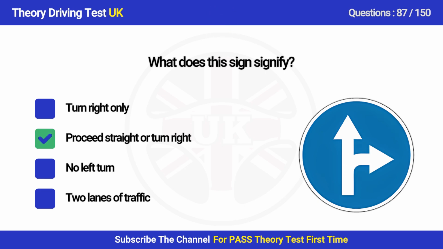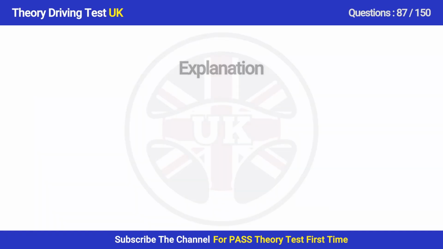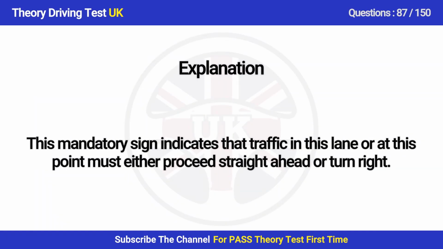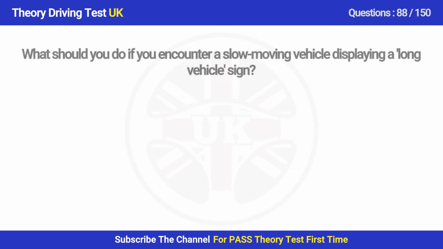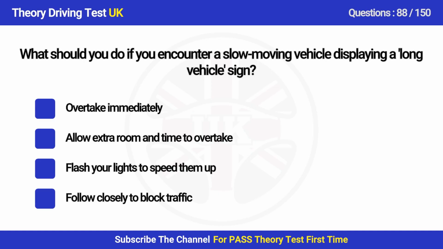Answer is B. Proceed straight or turn right. This mandatory sign indicates that traffic in this lane, or at this point, must either proceed straight ahead or turn right. Question 88. What should you do if you encounter a slow-moving vehicle displaying a long vehicle sign?